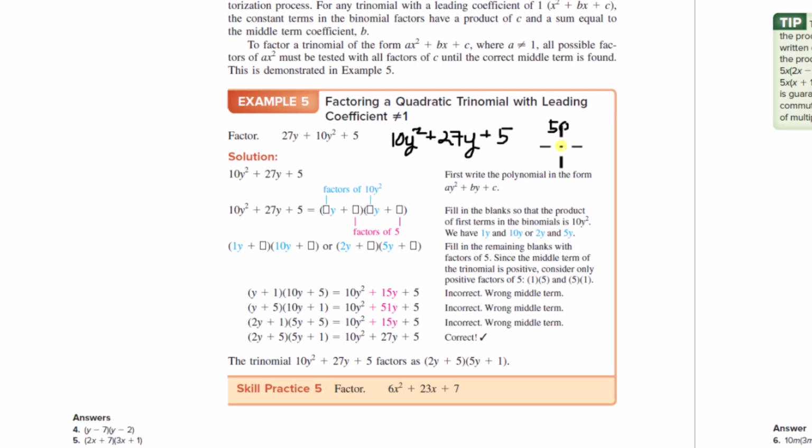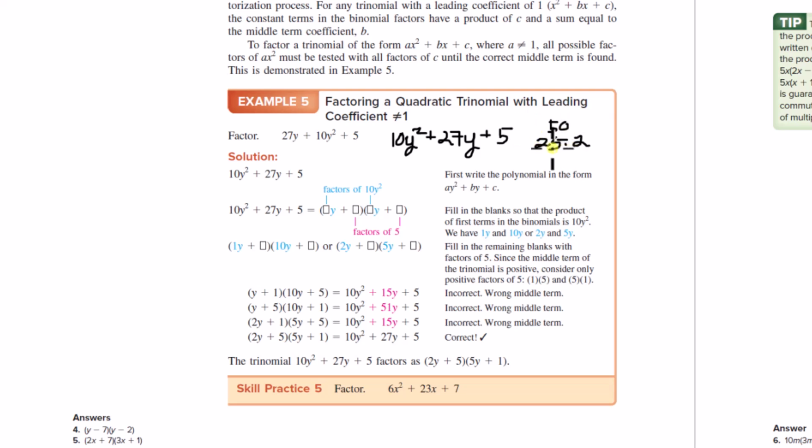So, well, 10 and 5, no. So what about 25 and 2? 25 times 2, right? Positive 25 plus positive 2 adds to positive 27. And then also positive 25 times positive 2 gives the positive 50, right? Like if this was a minus, let's say this was 10y squared minus 27y plus 5, well, then we'd be okay, because we'd say minus 25 minus 2 gives minus 27, and then minus 25 times minus 2 gives positive 50. So we'd be okay, but it needs to match up that way.